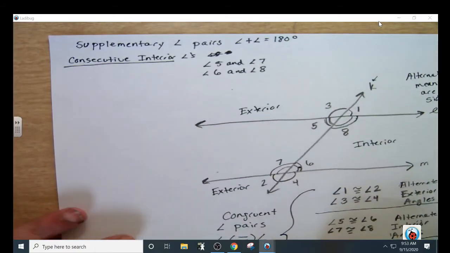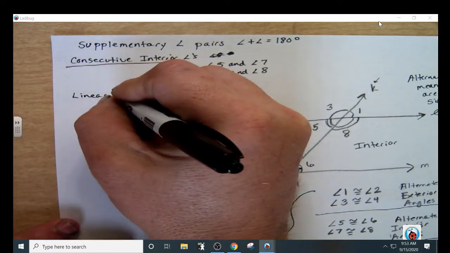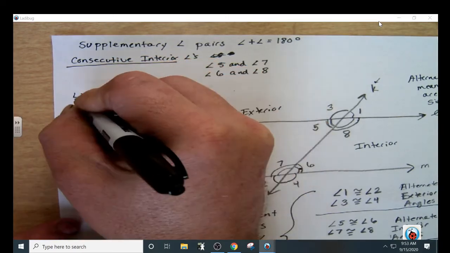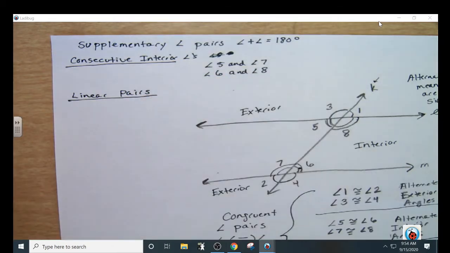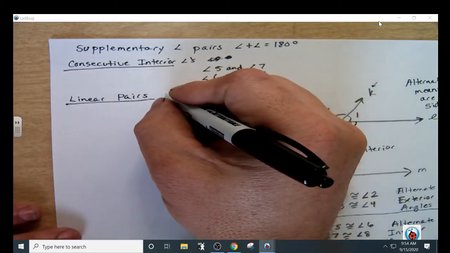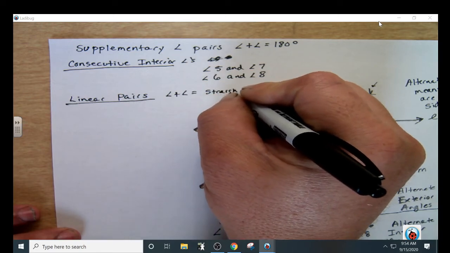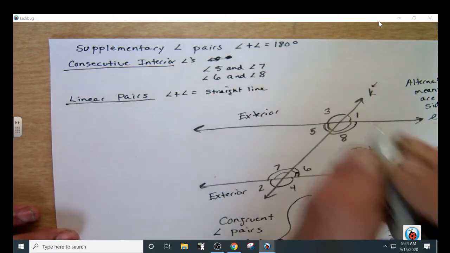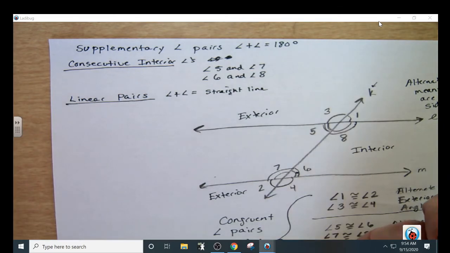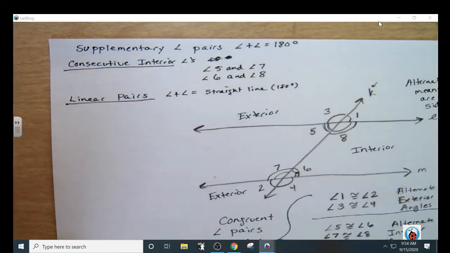All right. So the last thing we're going to talk about, guys, is the last supplementary angle we're going to talk about: linear pairs. And guys, they're linear because if you take an angle plus an angle, it equals a straight line. But what's the measurement of a straight line? 180. All right. It's 180.